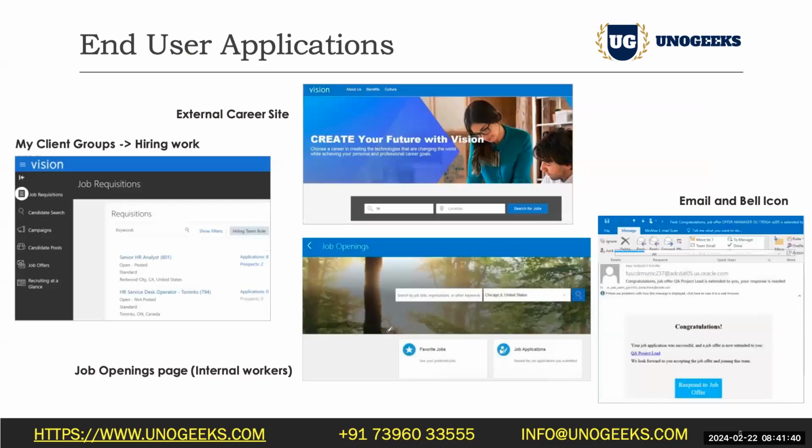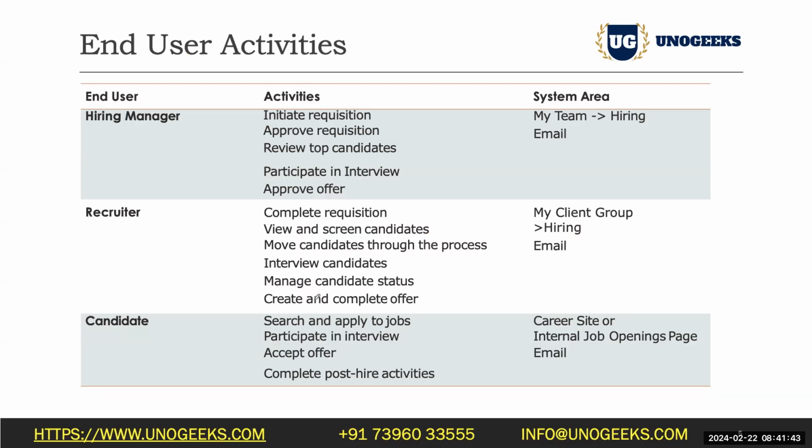Now coming to the end user activities. What can a hiring manager perform? These are some of the activities which a hiring manager can perform. And if you ask me, Harish, are these the only activities which the end users can perform? No, these are some of the activities which the different end users are able to perform. The hiring manager can initiate a requisition, approve a requisition, review the top candidates, participate in an interview, and approve a job offer. For hiring managers, the access would be My Team and under that, Hiring. And then the second kind of communication sent to the managers is emails.